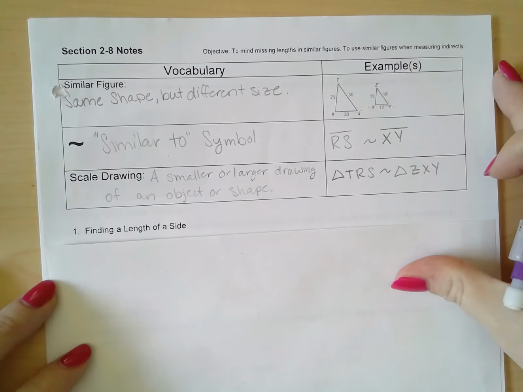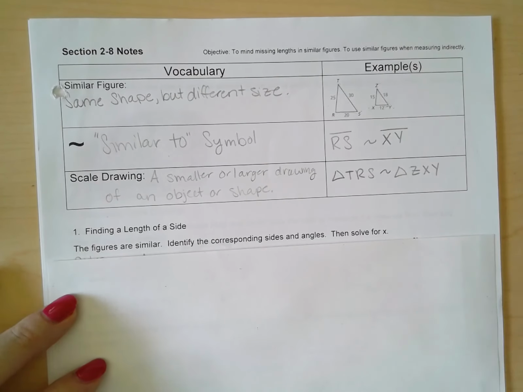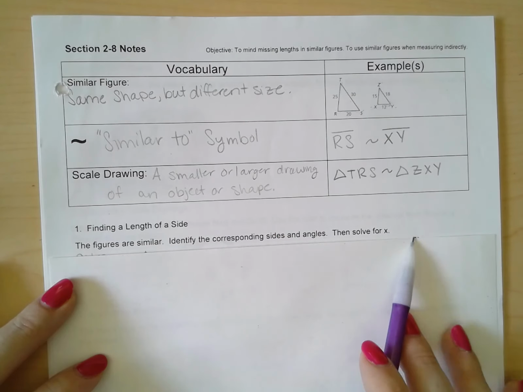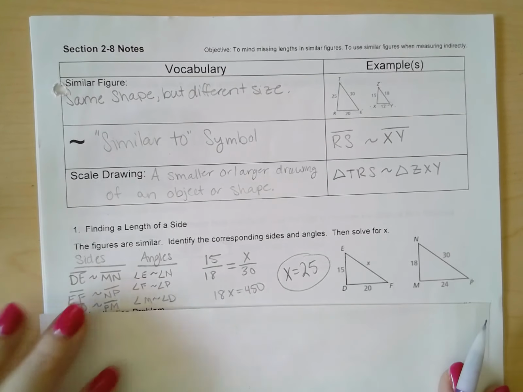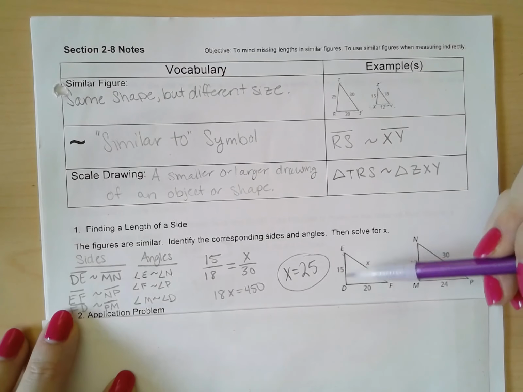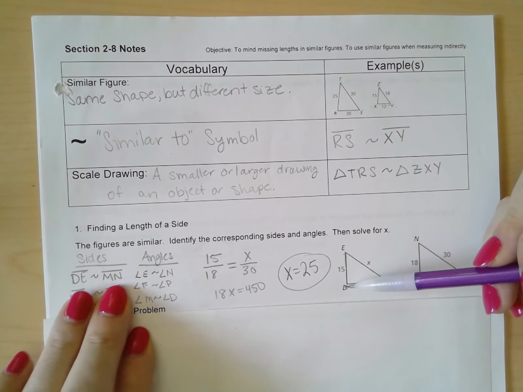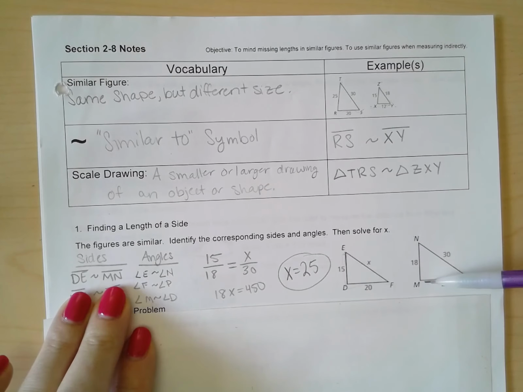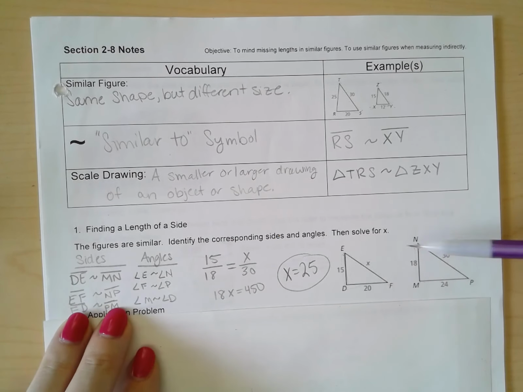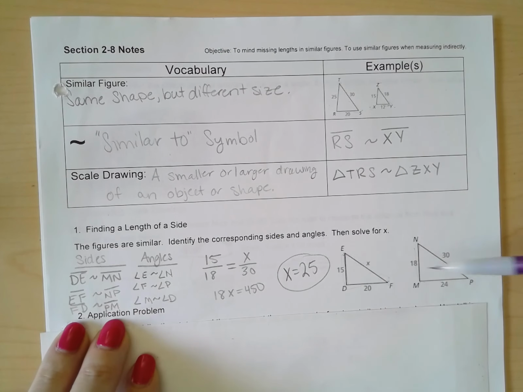So, finding a length of a side. So the figures are similar. Identifying the corresponding sides and angles, then solve for x. So this is our gigantic picture over here. So I'm going to be able to line up some sides. So I start with DE. DE matches MN because they're both going up and down on the triangles. And then EF is the slanted side here. That would match NP over here. And then FD is the bottom, so that would match PM, the bottom over here.